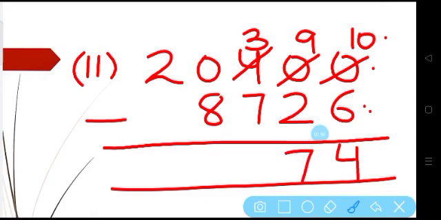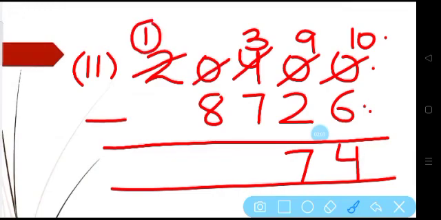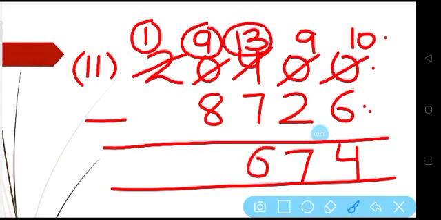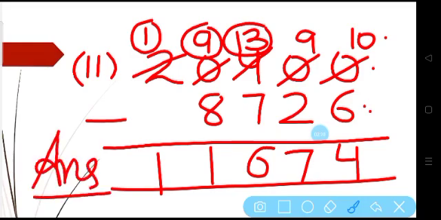Now here it is 3. We can't subtract 7 from 3. So again we have to borrow. So this time we will borrow from 2. 2 will become 1. This 0 will become 9. And this 3 will become 13. So 13 minus 7, it will be equal to 6. 9 minus 8, it will be equal to 1. And 1 minus 0, again it will be equal to 1. So our answer is 11,674. Okay. Now let us do next question, that is question number 12.